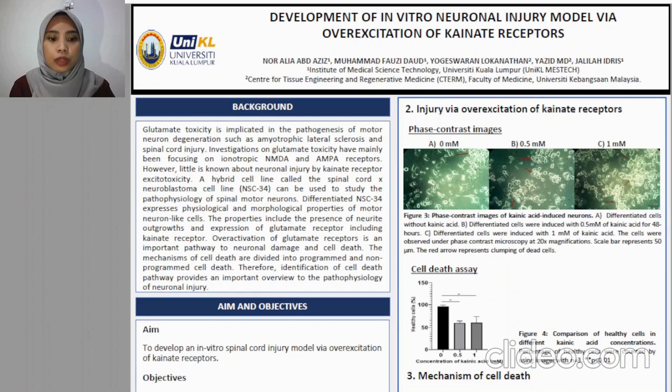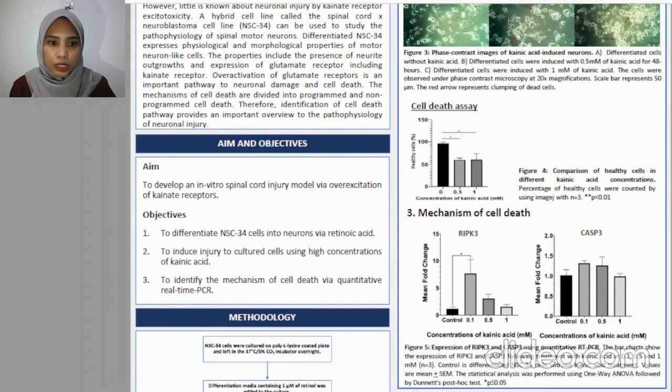The aim of this project is to develop an in vitro spinal cord injury model via overexcitation of kainate receptor, with the objectives to differentiate NSC34 cells into neurons via retinoic acid, to induce injury to cultured cells using a high concentration of kainic acid, and lastly to identify the mechanism of cell death via quantitative real-time PCR.